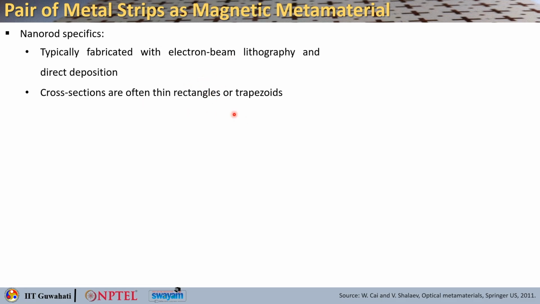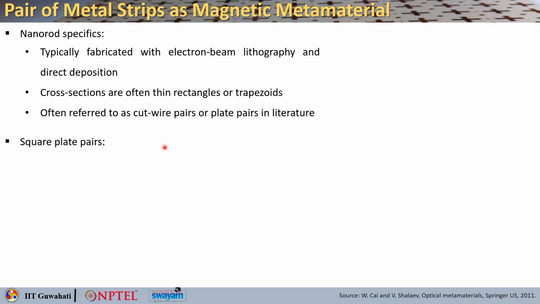Now, in the actual fabrication of paired nanorod arrays using electron beam lithography and direct deposition, you will see that the cross section of each rod becomes a thin rectangle or trapezoid. You have to make sure that the thickness is much smaller than its length and width. So, these nanorod pairs are basically becoming like cut wire pairs or plate pairs, and this is how they are also referred to in the literature.